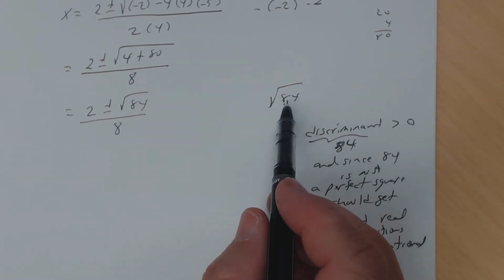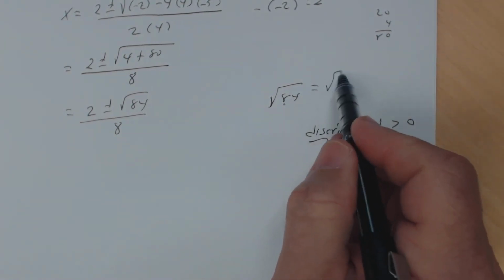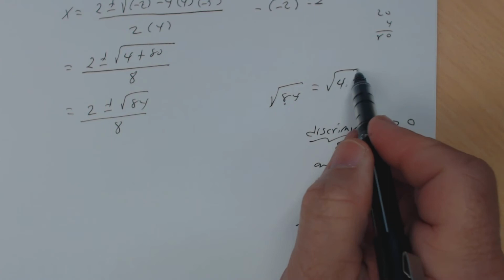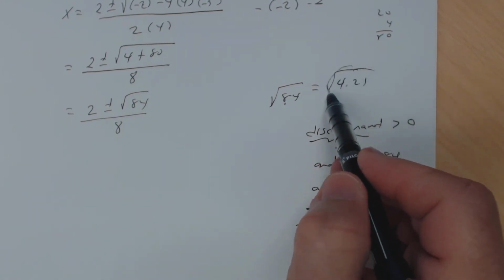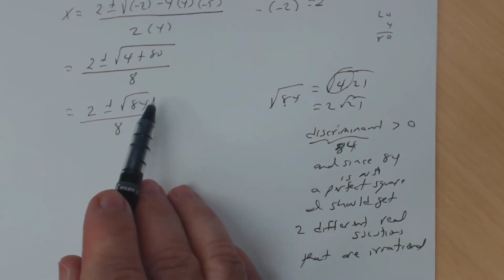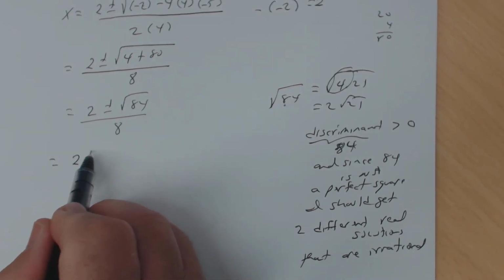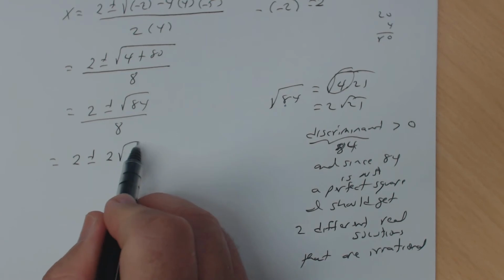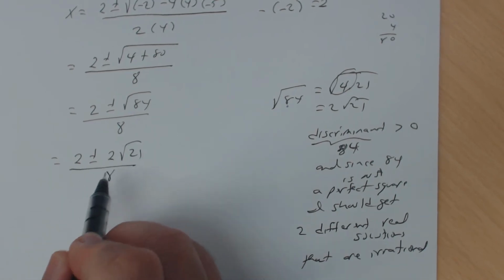Okay, so let's simplify this. That's going to be the square root of 4 times 21. And the square root of 4 is 2, so I get 2 square root of 21. So that's what goes here. So I get 2 plus or minus 2 square root of 21 all over 8.